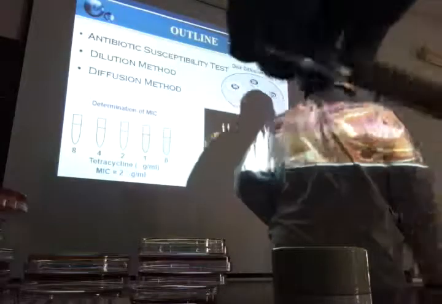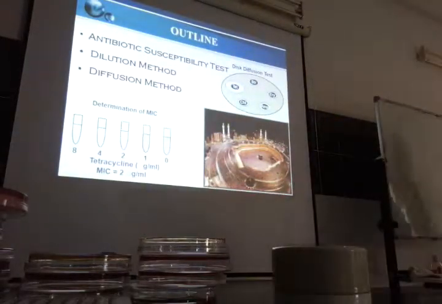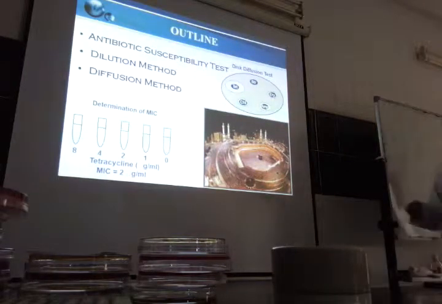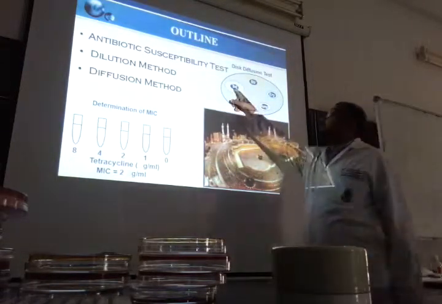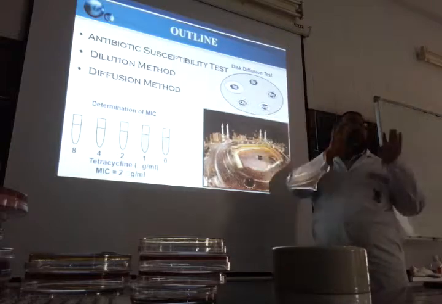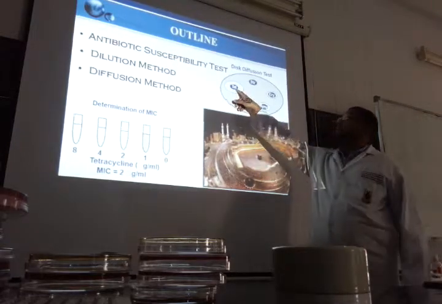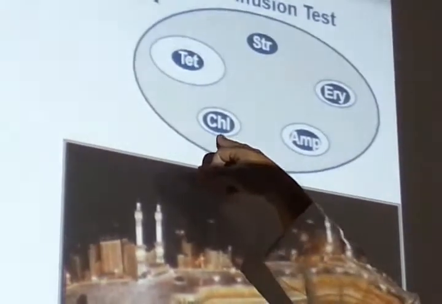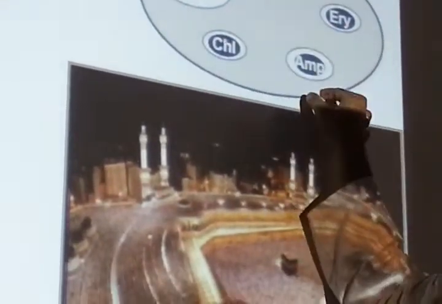So these are types of antibiotic discs. These are different antibiotics that are impregnated or present in the discs. For example, you can see without talking also. Tetracycline, streptomycin, erythromycin, ampicillin, chloramphenicol, these are all antibiotics.